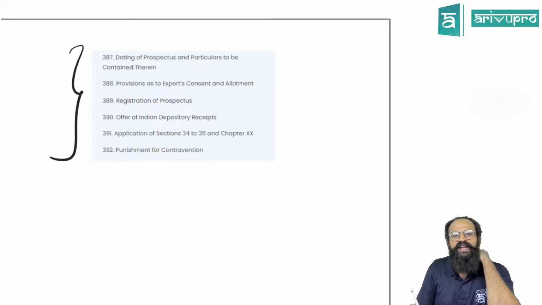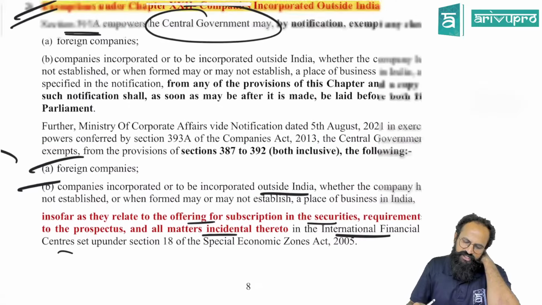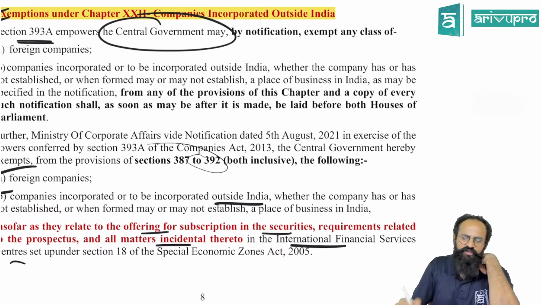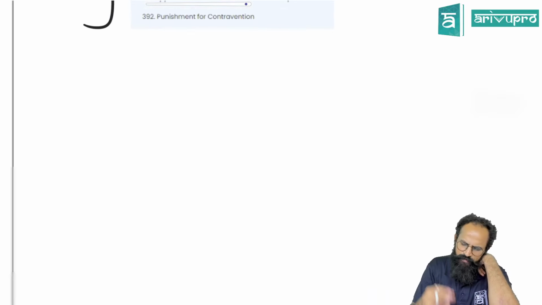387, 388, 389, 390, 391, 392, which talks about this. All this is not given here. For your reference, I gave you. Your amendment says only this much. They need not follow these provisions. Here, now they are exempted. That's all. Not a very important provision as such.